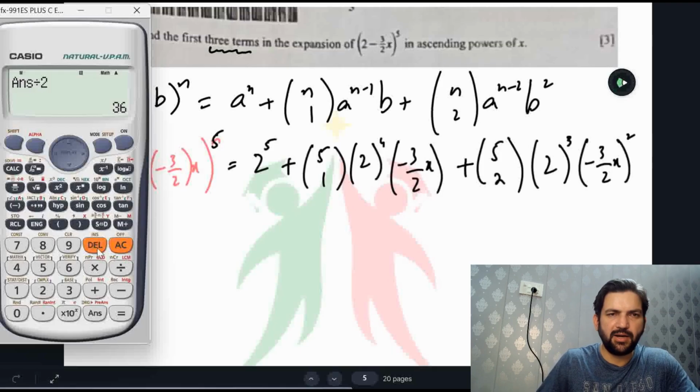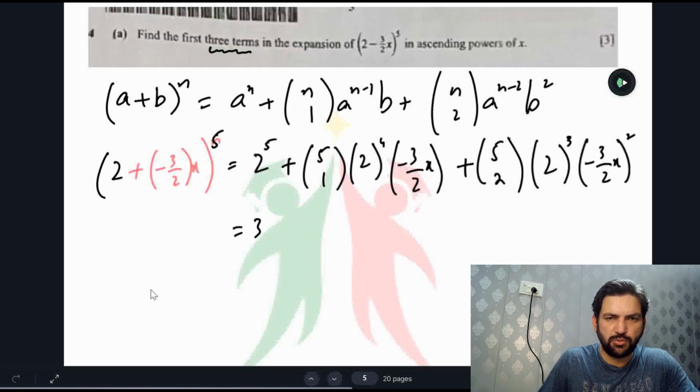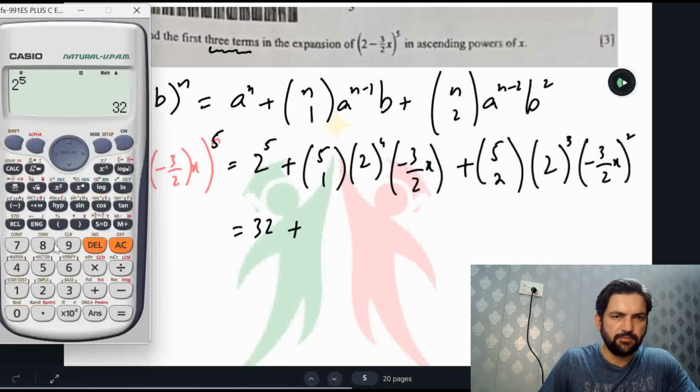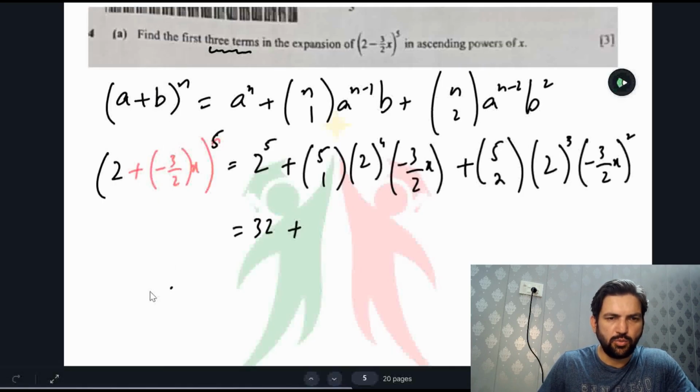Now we can simplify it like this: 2 power 5 will be 32. So 32 plus 5C1, which is 5, multiplied by 2 power 4, this will be 80, multiplied by 3 divided by 2, which gives 120. So this should be minus 120 x.